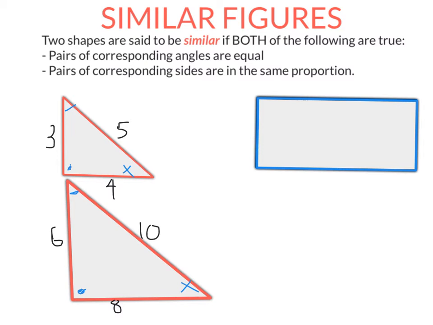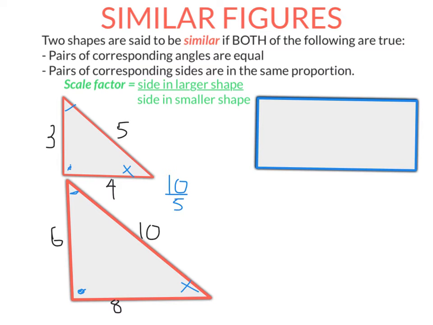So I've written some side lengths here, but to understand the concept of being in the same proportion, we need to know about scale factors. So the scale factor between two shapes is the side in the larger shape divided by its corresponding side in the smaller shape. So for these two shapes here, the two longer sides correspond to each other. So here, 10 over 5 is the scale factor of those sides. And the middle sides correspond to each other, 8 over 4.